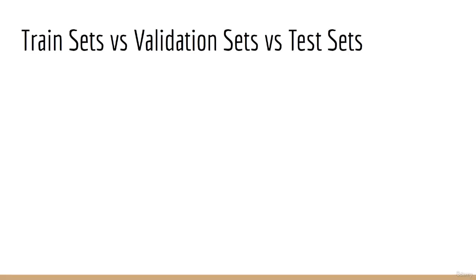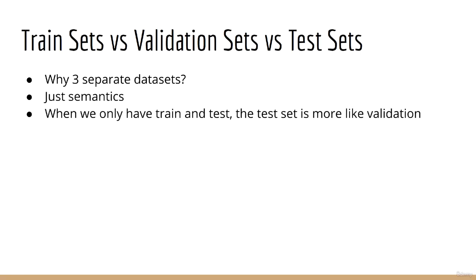Now, you may have heard that sometimes people split their data into 3 separate data sets: the train set, the validation set, and the test set. What's the difference? Why is it that sometimes we just have train and test, and sometimes we have train, validation, and test? It's really just semantics. When you have a train and test set only, your test set is more like a validation set. In fact, the words test and validation are pretty much synonymous. They mean the same thing linguistically.